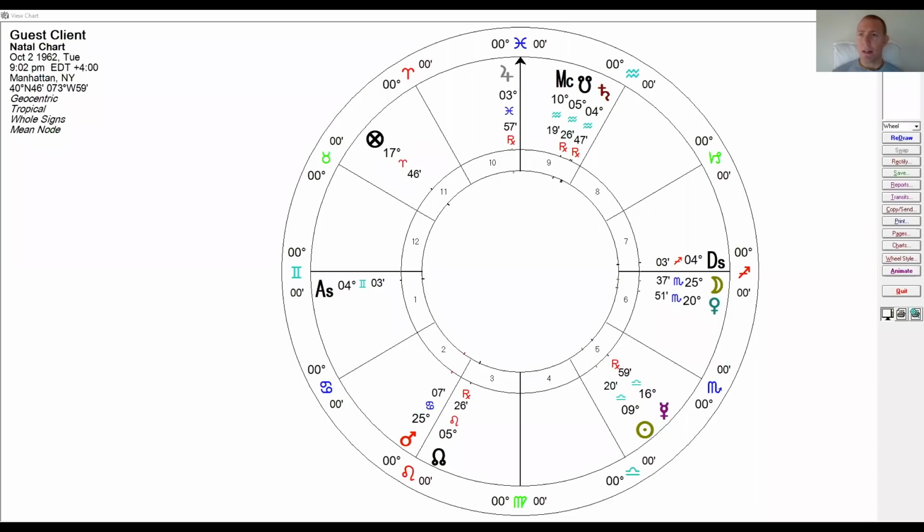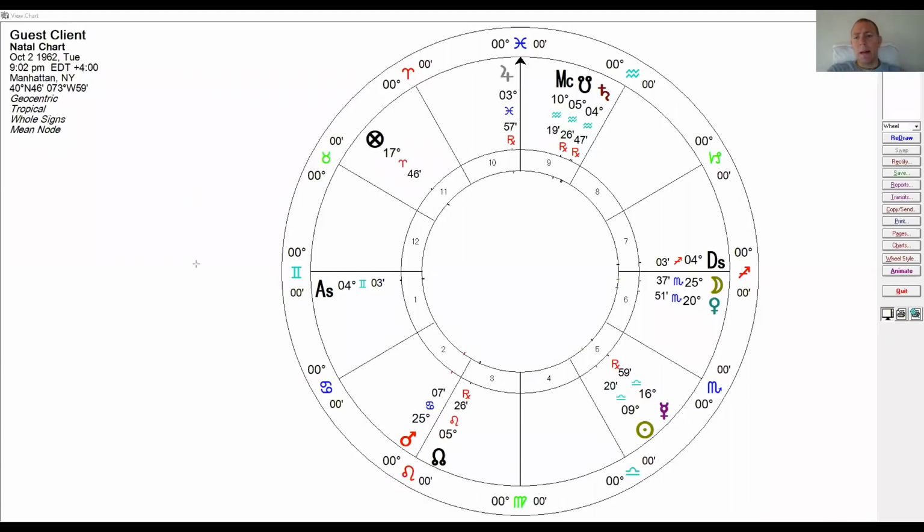So this is the chart of a woman who came into my classroom last weekend. We had a really nice reading together. A big part of my programs is that I like to read for people live in the classroom, so my students can see what we're studying actually put into action.